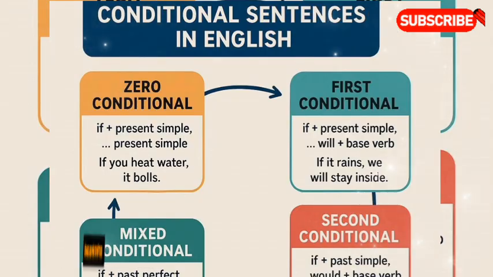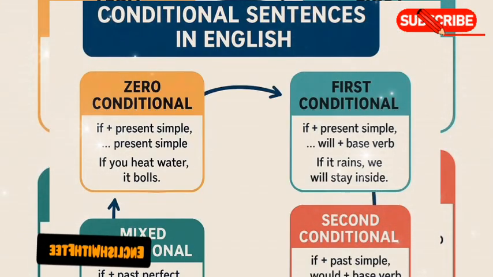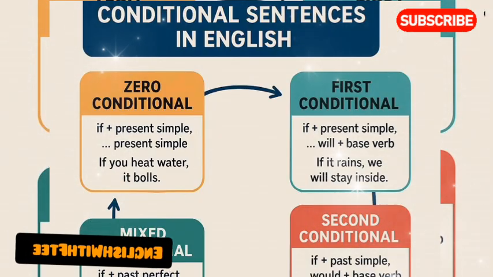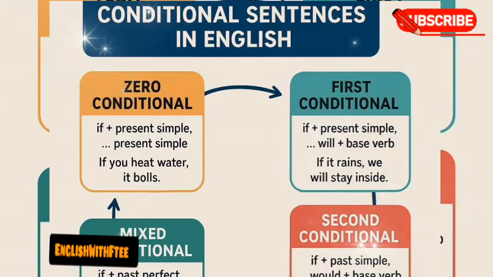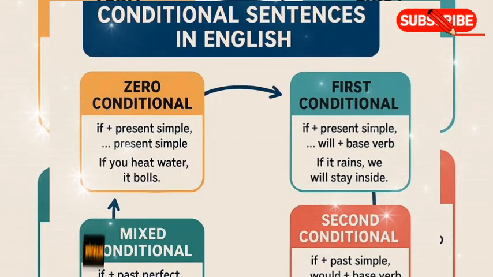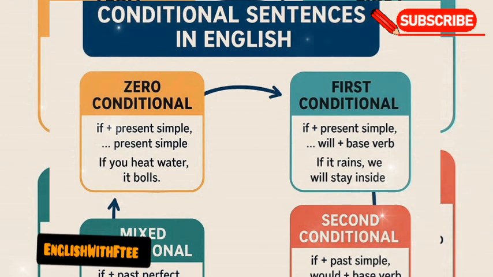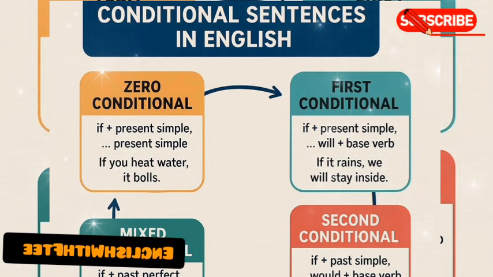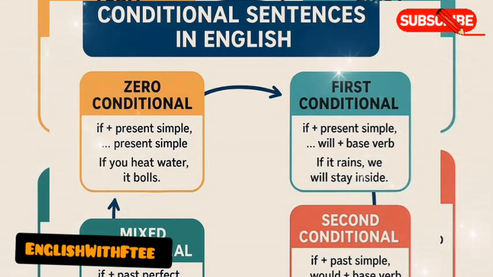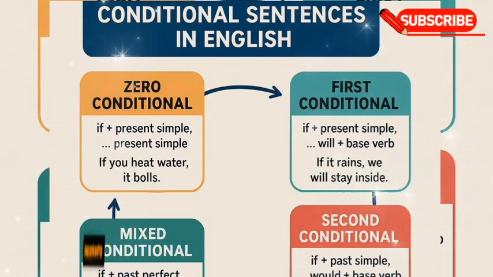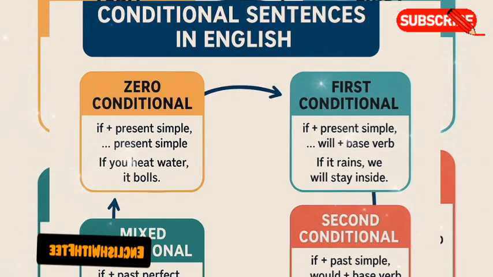Second conditional sentences. The second conditional is a type of conditional sentence that uses the past simple tense in the condition and the conditional simple tense in the result. We use the second conditional to talk about unreal situations in the present or future, hypothetical situations that are unlikely to happen, things that we wish were true but are not.